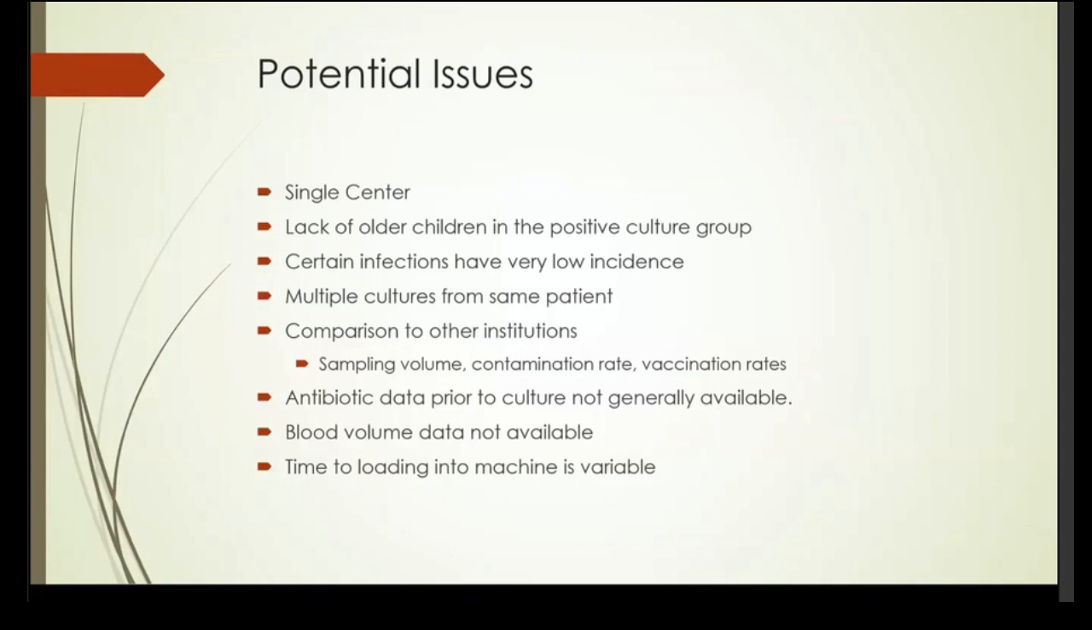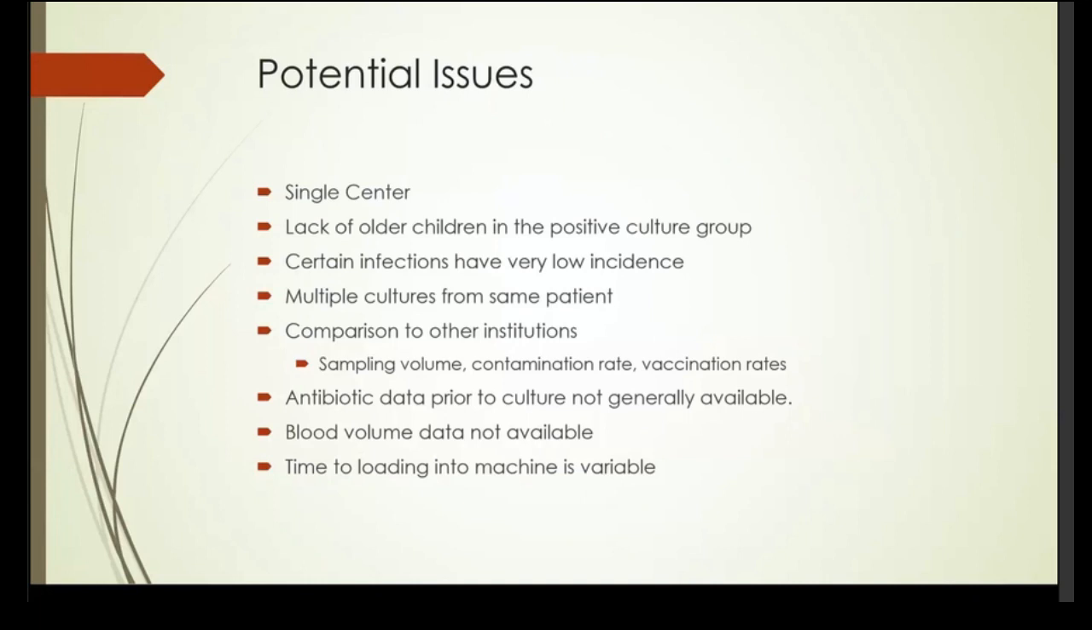In terms of the blood culture result, it needs to be compared to other institutions. So how blood cultures are collected, what the sampling volume is, what the contamination rate is, what the vaccination rates are of different areas. So can you apply this more universally? Do they need, again, a multi-center study might have helped with that data collection.